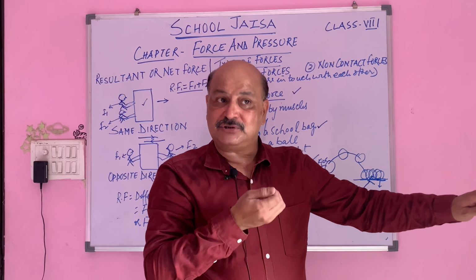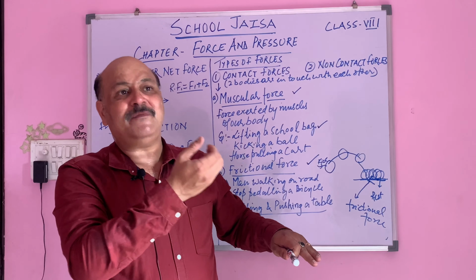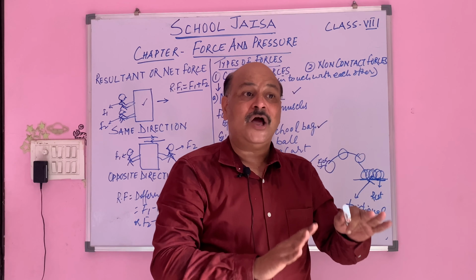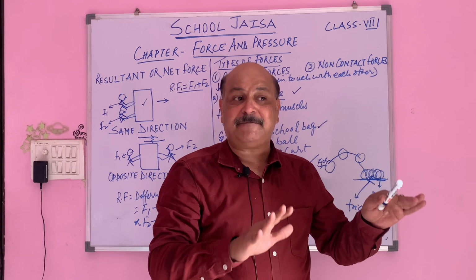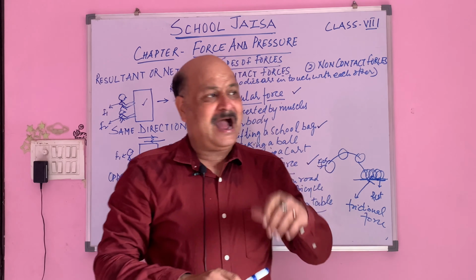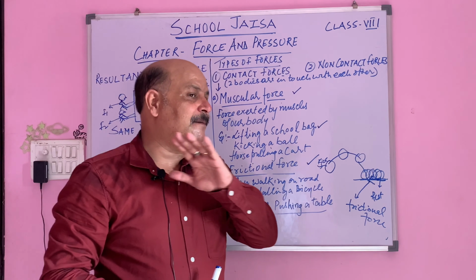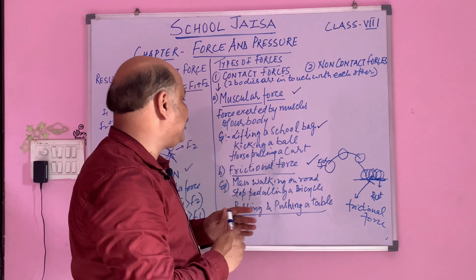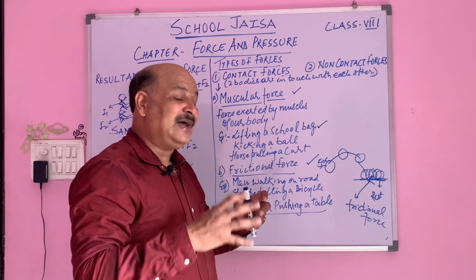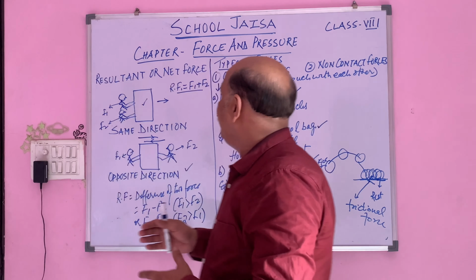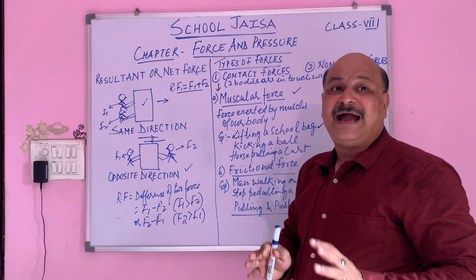So when you are pulling the table, the pulling makes the body move in one direction, but at the same time another force is also acting on the lower part of the table, on the leg portion, in the opposite direction. That is called the frictional force. Friction plays an important role in our life. Many examples are there that we will study later on. Right now we know that frictional force is the force which opposes the direction of the motion. In this way we understood the two types of contact forces.